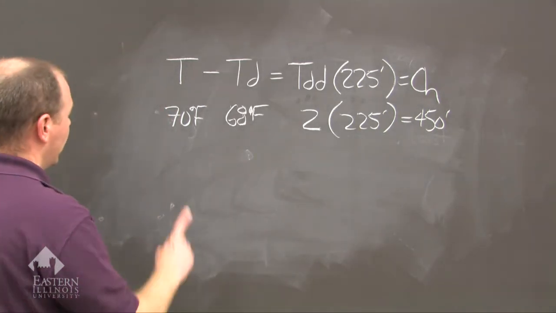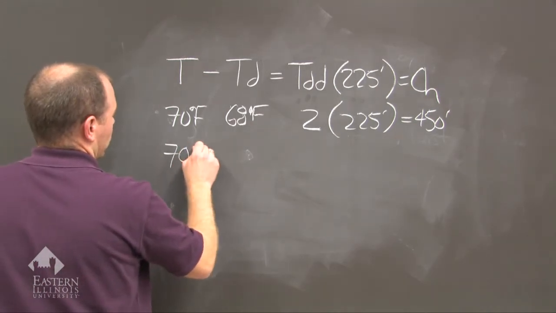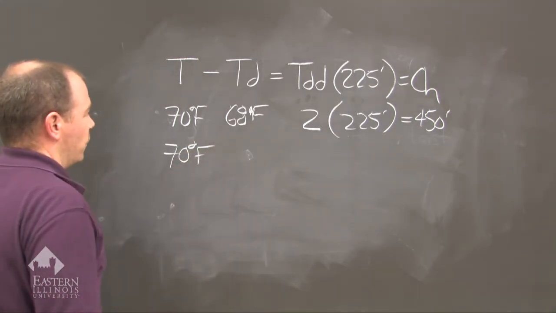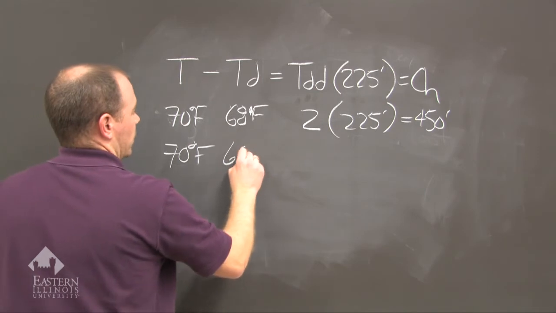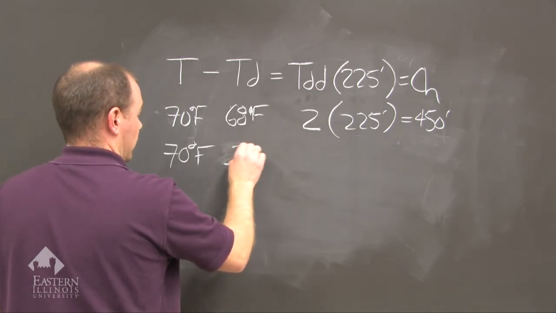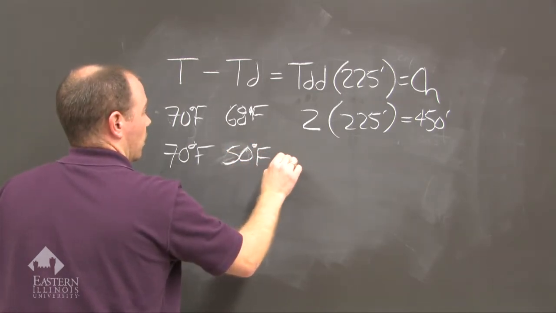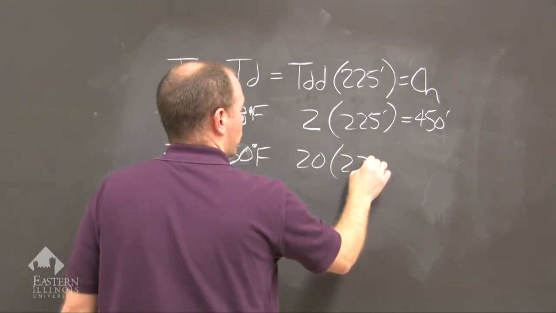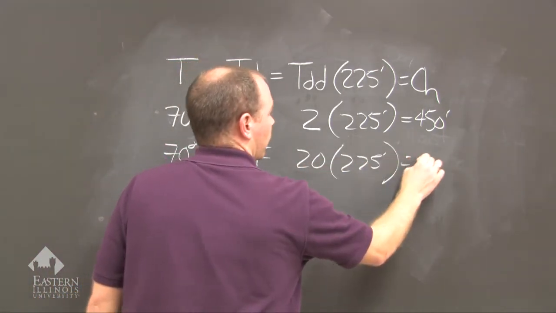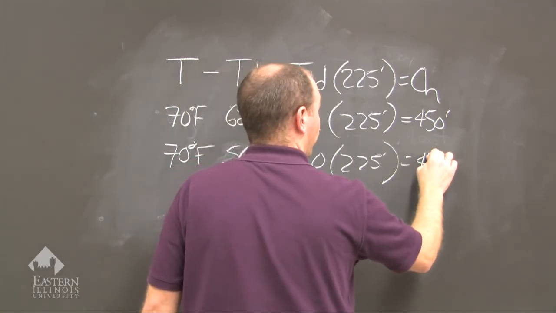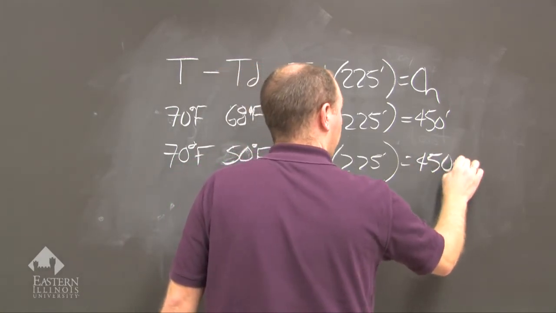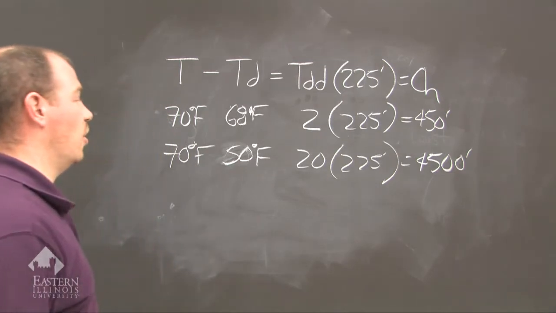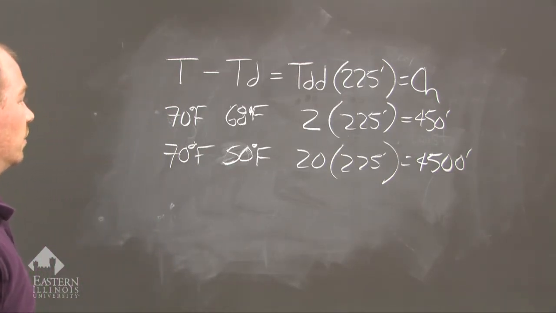Now we go to 70 degrees Fahrenheit as the temperature. The dew point is 50 this time. Then we get 20. Multiply that by 225 feet, we get 4,500 feet. Is that right? I hope so. Yep, that's right.